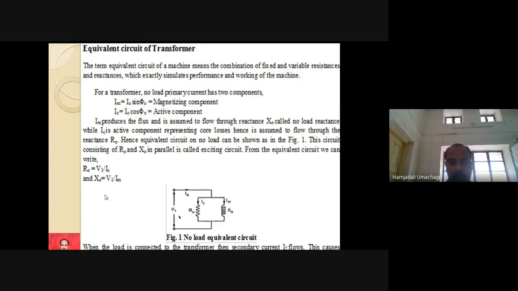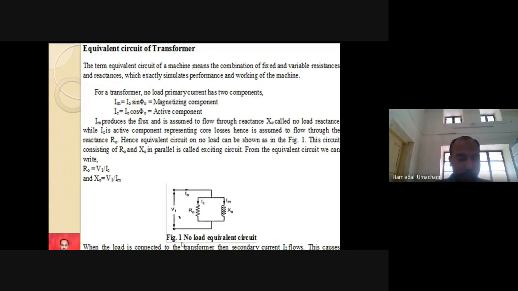And this diagram is present whenever load is not connected. Suppose I connect some load on the secondary side of the transformer, then it will draw extra current. When the load is connected to the transformer, the secondary current I2 flows. This causes a voltage drop across R2.